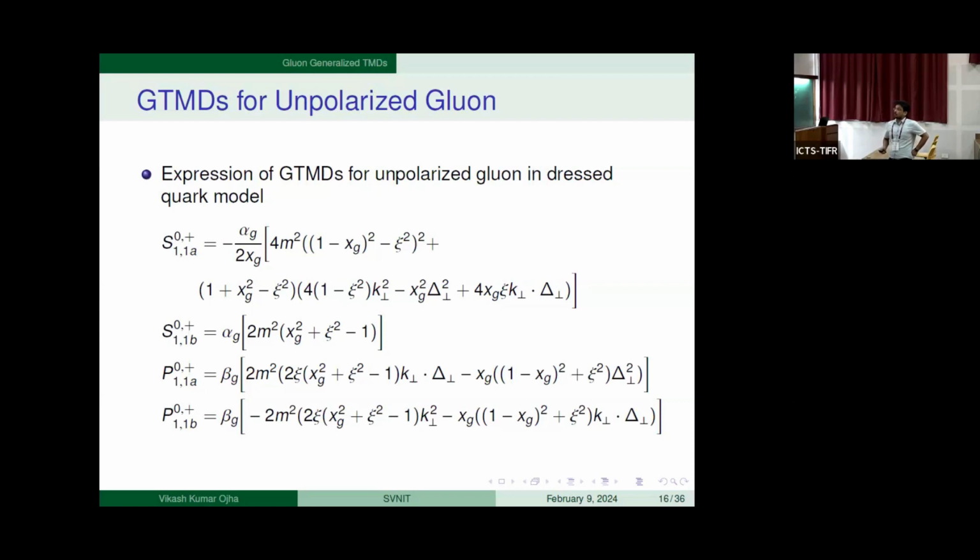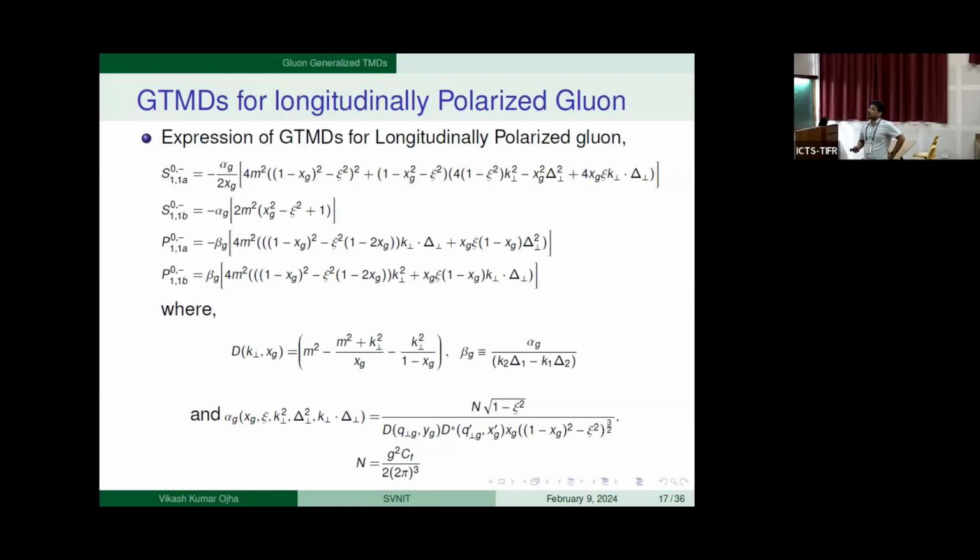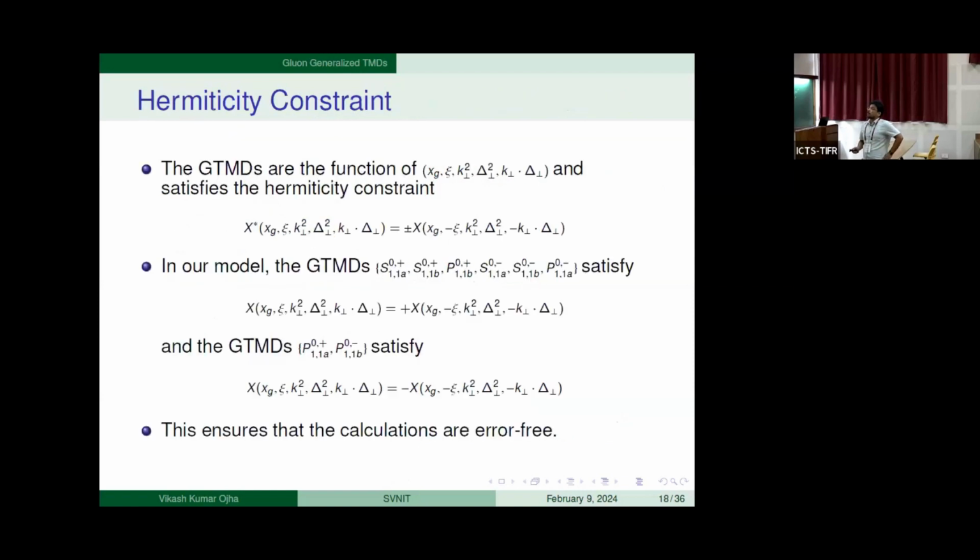So these are the results of our GTMDs where we considered unpolarized gluons in an unpolarized dressed quark. These are the results of the GTMDs which we have obtained. And when we consider longitudinally polarized gluons, we get another set of GTMDs. These are the 4 GTMDs, where D and beta G are defined in such a way. So these are the 8 GTMDs which we have obtained. We have not considered the transverse polarizations.